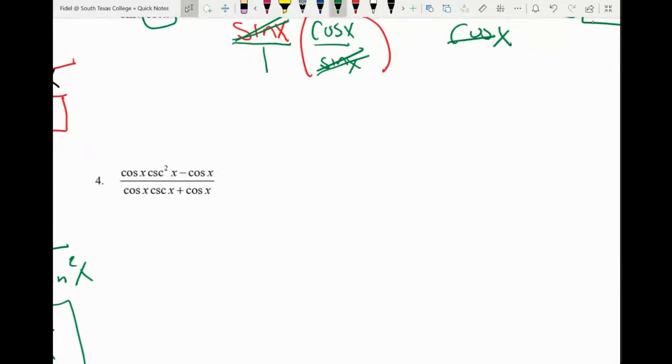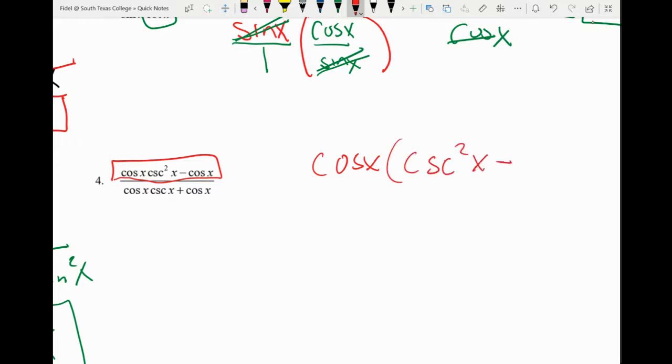All right, so guys, for number 4, what I want to do here is look at the top part just right now. Do we have any like terms? Is there anything we can factor out of this? We can take out of what? A cosine x, right? So look, let's do that. Let's take out a cosine x, not cosine squared x, but a cosine x. And now we're left with a cosecant squared x minus 1.